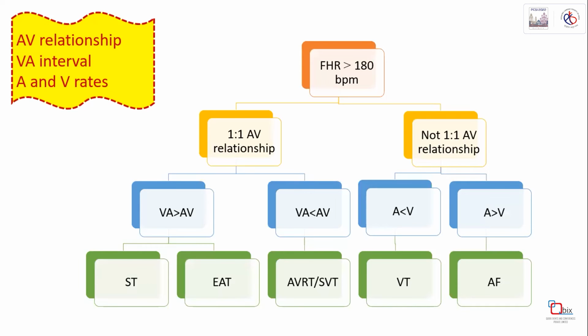So finally, for any tachy, if the rate is more than 180, if you have a 1:1 relationship, think in terms of sinus tachy. With a shorter PR, think of ectopic atrial, and with a longer PR, think of AVRT. If it's not a 1:1 relationship and the atrial rate is more, think of atrial flutter. And if the ventricular rate is more, think of ventricular tachycardia.